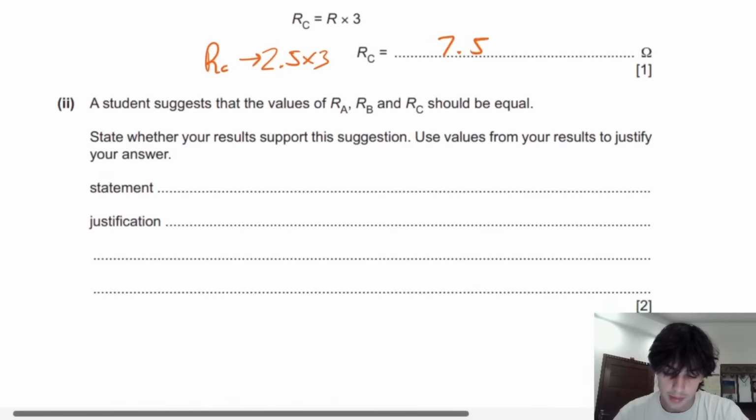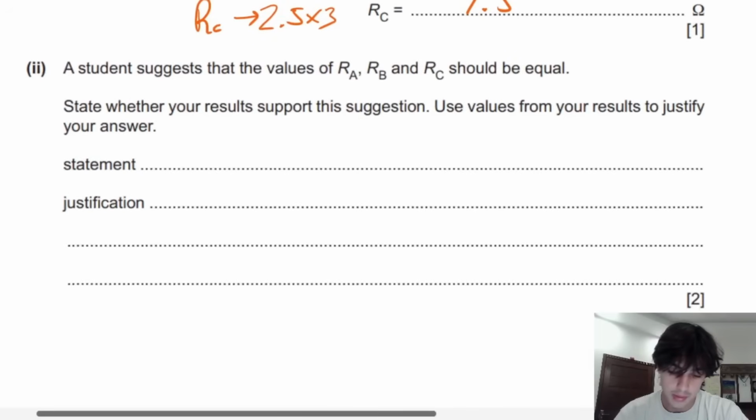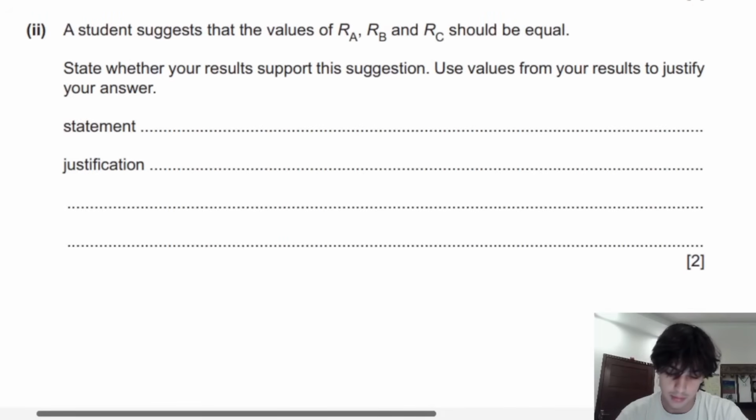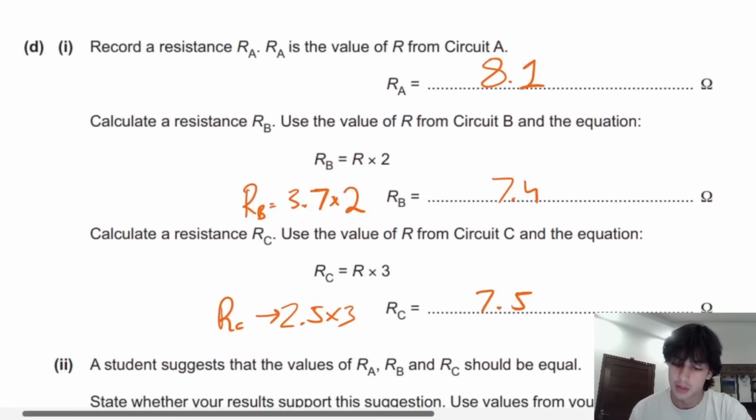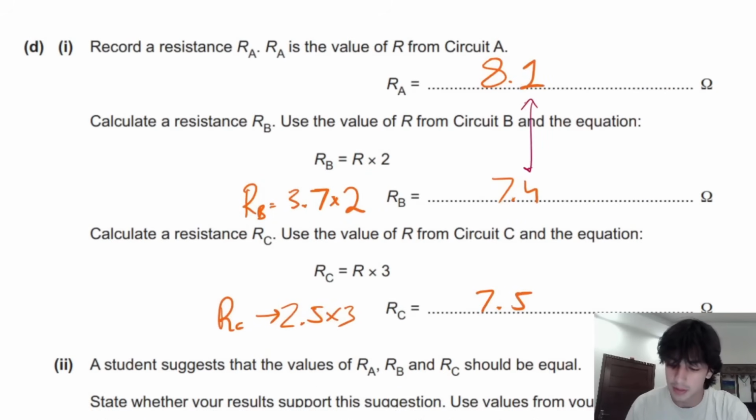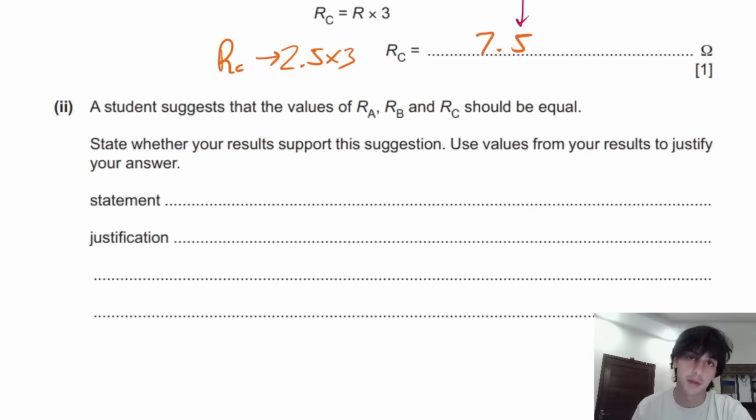The student suggests that the values of R, A, B, C should be equal. State whether your results support this investigation. Use values from your results to justify your answer. Limits of experimental accuracy. Now what this basically means is, whenever we have a bunch of values like this, what are the chances that these values are actually matching instead of being due to random chance? So for that, we calculate the percentage difference, and if the value is less than 10%, then the experiment is considered to be within the limits of accuracy.